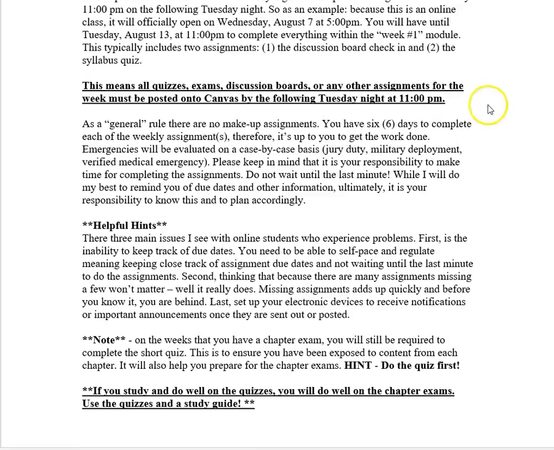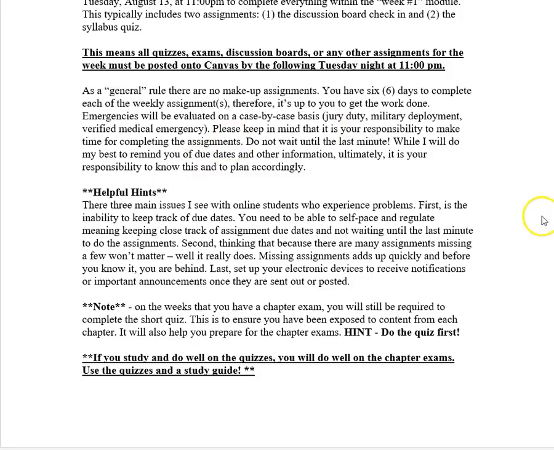So again, just reiterating, all quizzes, exams, discussions, etc. for the week have to be posted in Canvas by the following Tuesday night at 11. Because of that, as a general rule, there are no makeup assignments. You have 6 days basically to complete each of the weekly assignments. Therefore, it's up to you to get the work done. Now, I know life happens. I know you have stuff going on. Emergencies are going to be evaluated on a case-by-case basis, things like jury duty, military deployment, verified emergencies, etc.